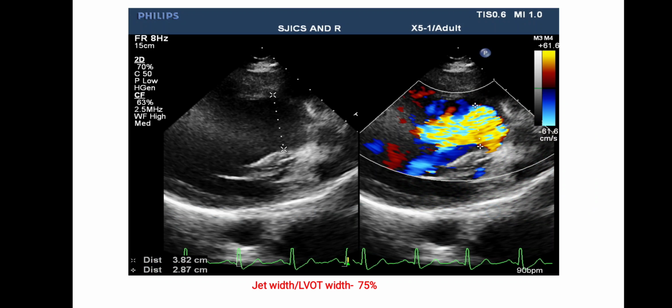Look, this is the jet width by LVOT width. First one is the LVOT. The LVOT is measured. Then next one is the jet width. It is about 75%. I will show you, this is the LVOT measurement and this is the jet width. It's almost 75%.